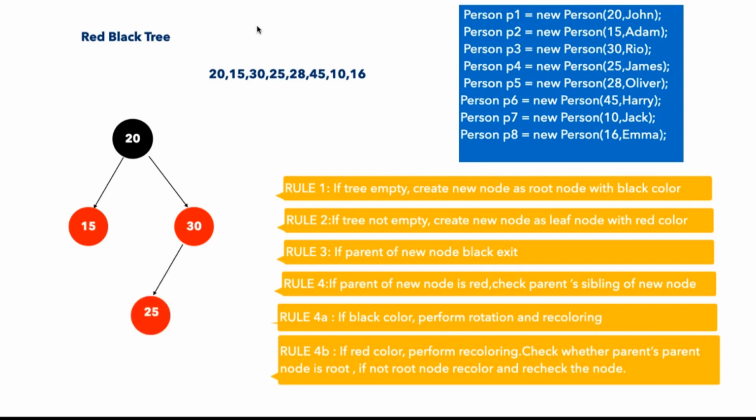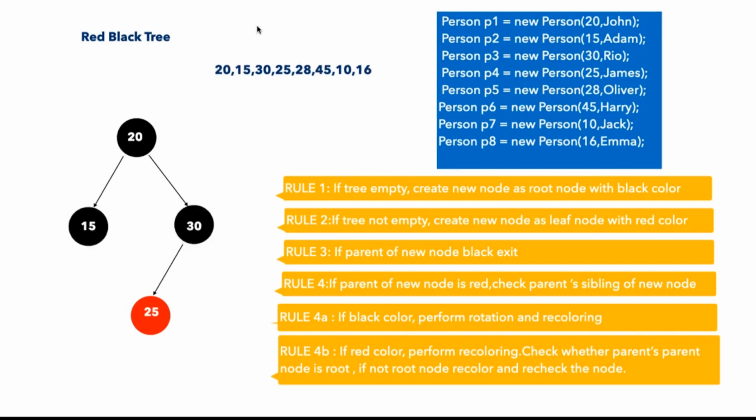As we can see, it violates the parent-child relation with red color, so we need to follow some rule. If we see the parent of new node is red color and parent sibling is also red color, so we follow the rule 4b. Only recoloring is required. So we recolor both the parent node and the parent sibling nodes, that is 30 and 15.